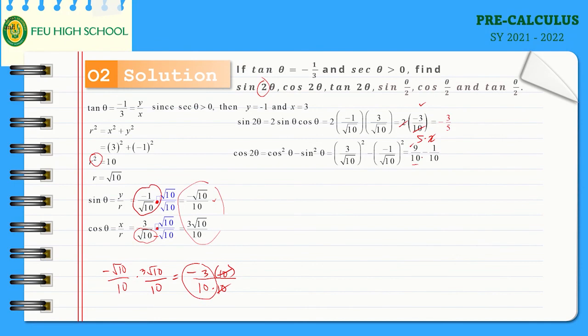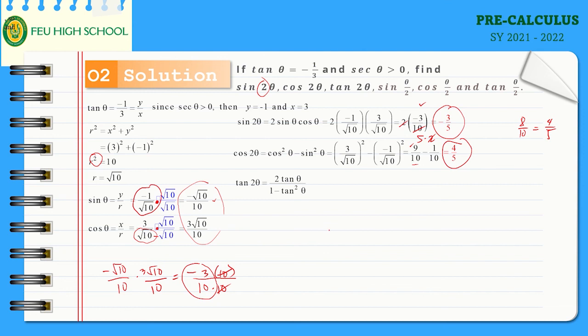And notice now that they have the same denominator. So we just have to subtract the numerators. 9 minus 1 is 8. So 8 over 10. Yung 8 over 10 naman natin, masisimplify natin yun as 4/5. Kaya yung sagot natin is 4/5.